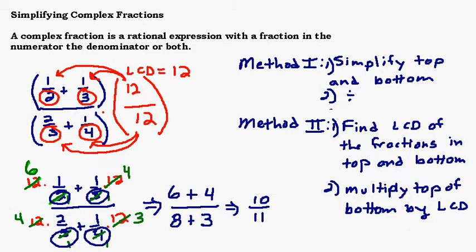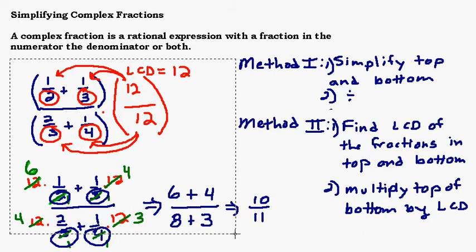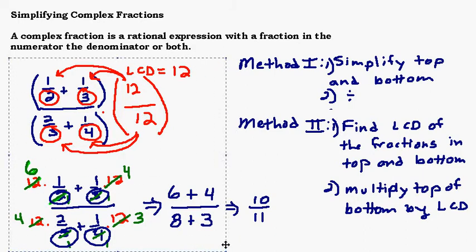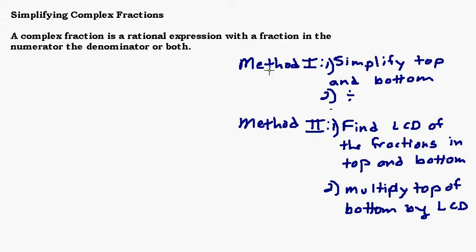Alright, let me show you another example that's got some variables in it, and we're going to just focus on method 2. So I'm going to go ahead and, well, I'll leave that there. I think I have enough room. Okay, let's look at 3 over m minus m over 3 minus m squared over 4.